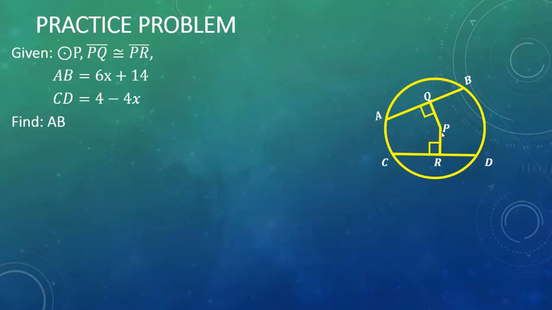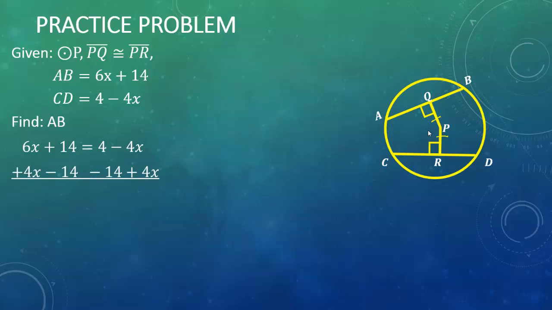We're given circle P, and we're told that PQ is congruent to PR, and that AB is 6x plus 14, and CD is 4 minus 4x. Now, since these 2 segments are congruent, that means the chords are equidistant from the center. So because of that, we can say the chords are congruent. So we can set AB and CD equal to each other. 6x plus 14 equals 4 minus 4x.